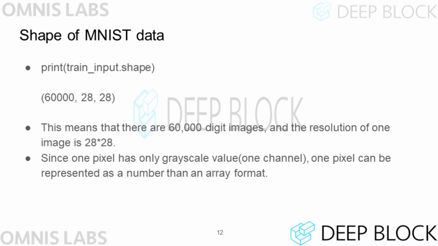Then, a tuple of 3 numbers will be printed on the screen like this. This tuple indicates that there are 60,000 image data in the train input variable, and the resolution of one image is 28 by 28. And since it is a grayscale image, the color of one pixel can be expressed as a single number in the 28 by 28 image data.